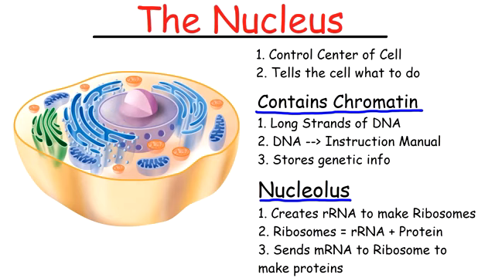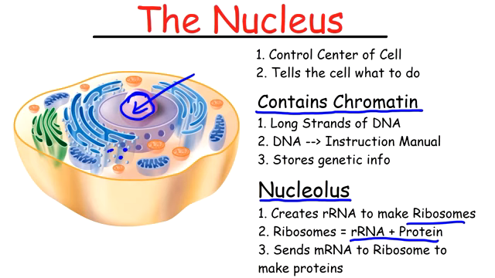Now, inside of the nucleus, we have this ball right here, and that is the nucleolus. Now, the nucleolus creates ribosomal RNA to make ribosomes. And ribosomes, you can see these little spheres floating in the cytosol, and the ribosomes make proteins. Now, the ribosomes consist of ribosomal RNA and proteins, but they manufacture proteins.